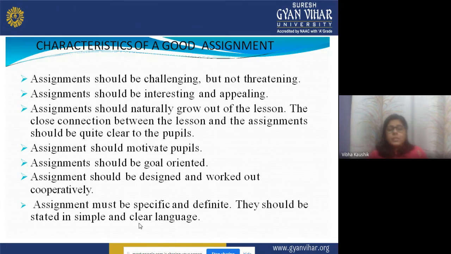They should be stated in simple and clear language. If the teacher uses complicated language and the students are not able to know what the teacher wants from them regarding the assignment, then they will not be able to complete that assignment.